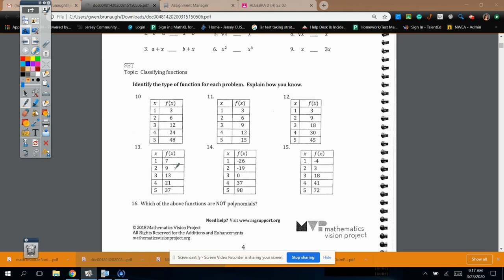So here, what's happening? 3 to 6, I'm thinking +3, +6, +12. So that's not constant, but look, times 2, times 2, times 2. This guy is actually exponential, which hits home right now. So it's an exponential function. Repeated multiplication. They want to know how you know. Repeated multiply by 2.